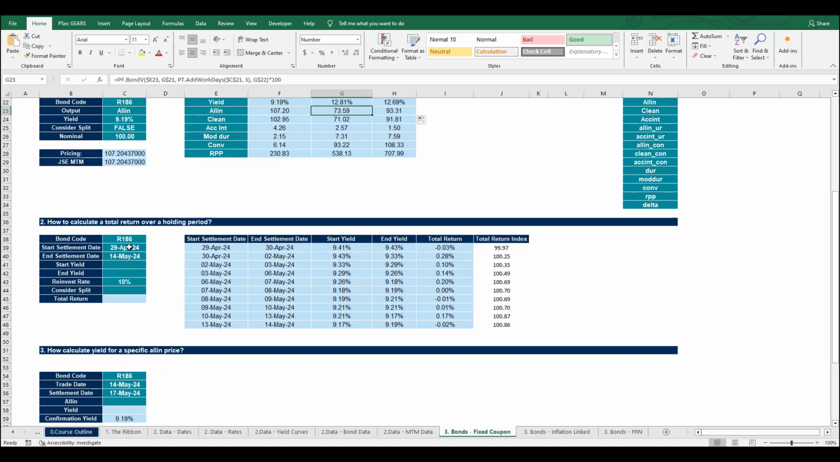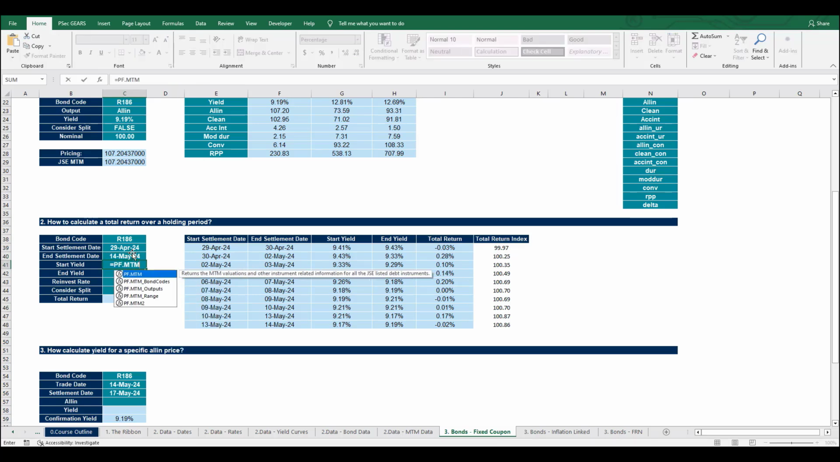And if it's over a longer horizon, if there's a coupon paid, how you reinvest that coupon. So what we're going to do here, we are looking for a total return of the R186 from yesterday and the preceding 10 days. So what the start yield, so just using pf.market to market, we can get start yields for bond codes for specific dates. Output, we are looking for yield to maturity, and the date is start settlement date is there. And always remember to divide by 100.